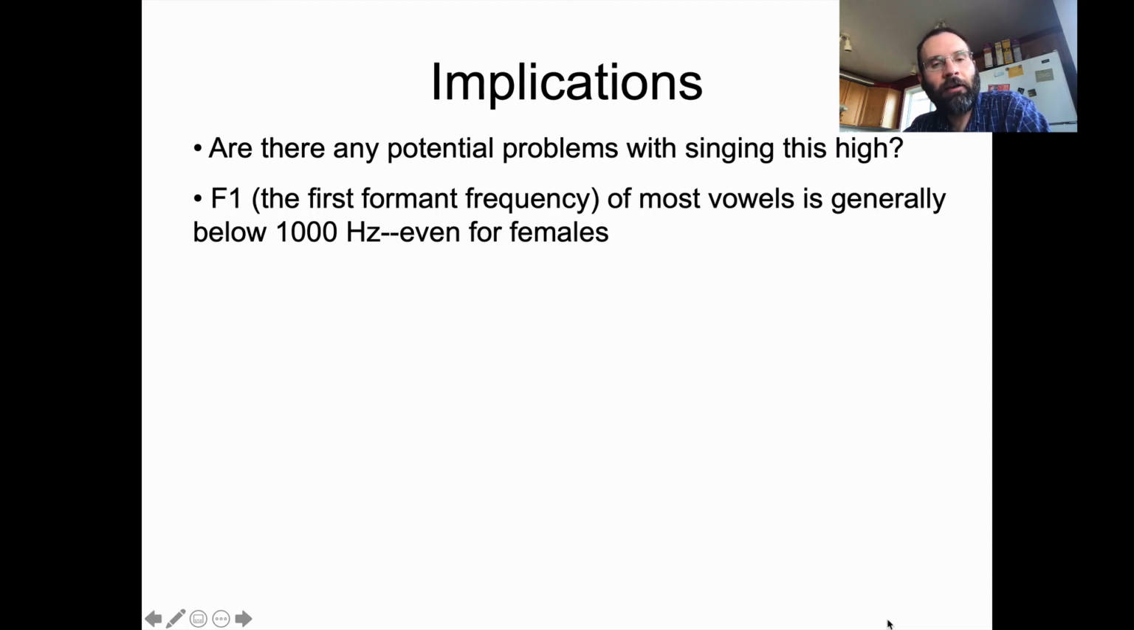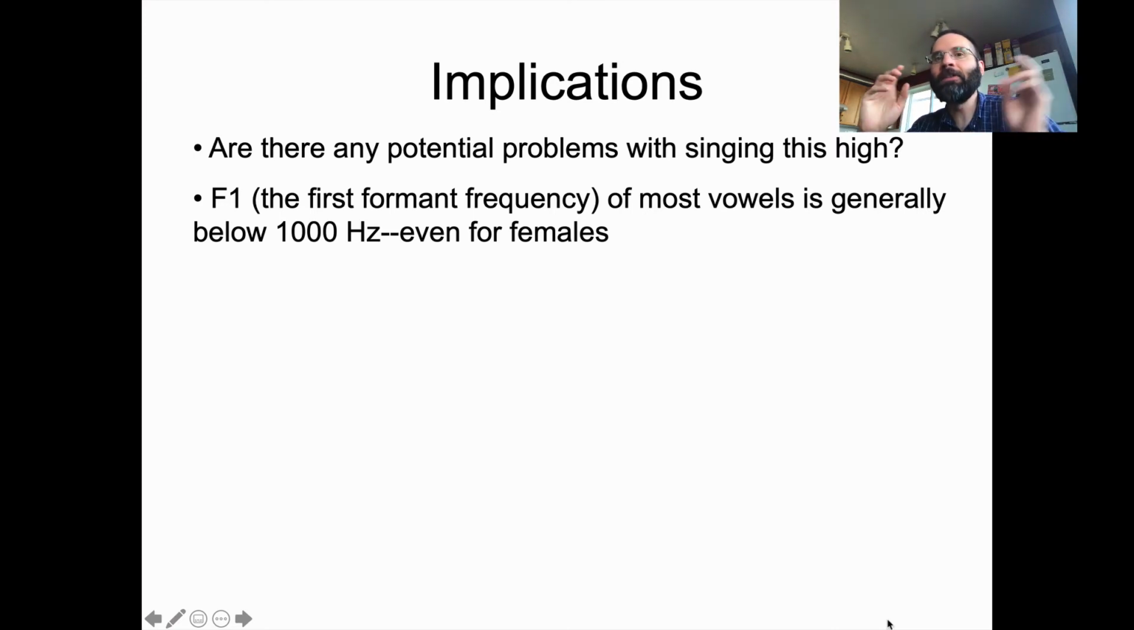So the F1 of most vowels is generally going to be below 1,000 hertz. It doesn't matter what vowel you're playing around with. So we just saw in the beginning of this lecture an example of ah, which is kind of a classic low vowel.